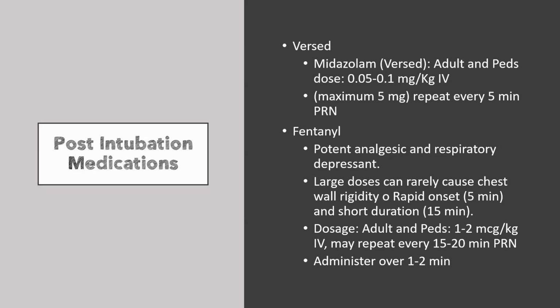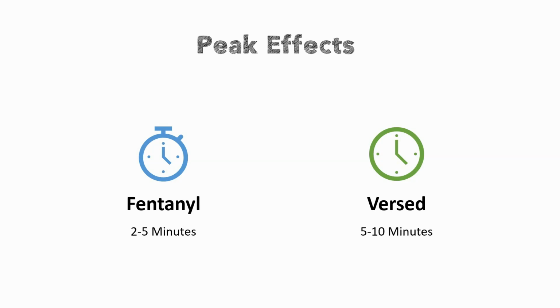So you need to prepare for that. The dose of fentanyl is a little bit different than our pain dose. It is 1 to 2 mics per kg IV, and you can repeat that every 15 to 20 minutes PRN. You want to administer that over about a minute or two, so you don't push it too fast and cause chest wall rigidity. Peak effects, this is very important to consider. If I administer IV fentanyl, I could get peak effects within 2 minutes.